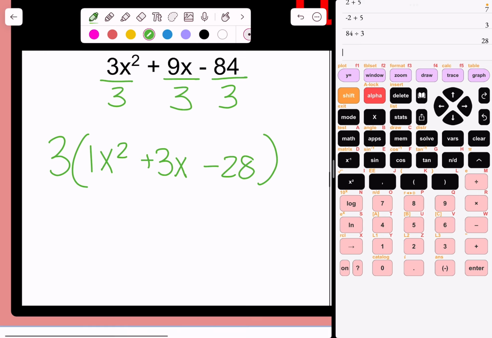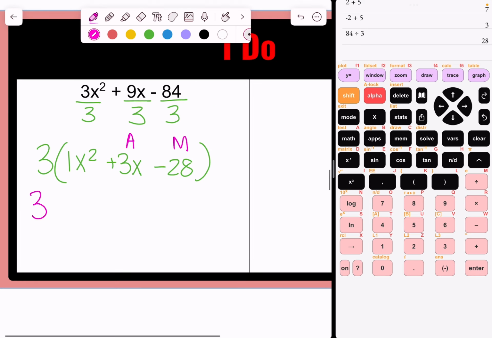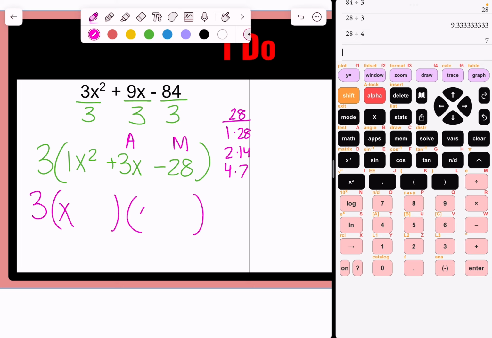Perfect. Now we are left with a trinomial, which means we are going to see, can we find what adds to 3 and multiplies to negative 28? Sometimes it might not work, but that's not very rare. Let's see. To multiply to 28, we would have 1 and 28, 2 and 14. Let's see, does 28 divide by 3? No. Does 28 divide by 4? 4 and 7. All right. I need to think of which set of these numbers can somehow get me 3. It would be 4 and 7.